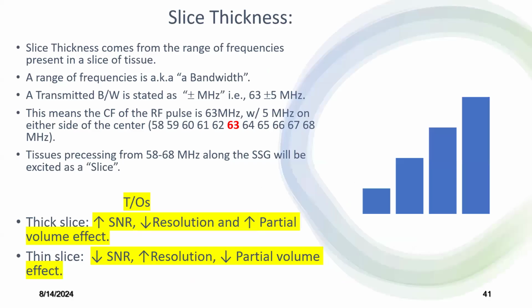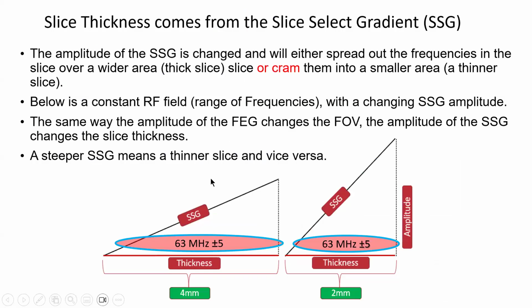Okay. So here's slice thickness again. We've got 63 megahertz plus or minus 5. So there's 5 on one side and there's 5 on the other. So that's a transmitted bandwidth. How tightly are you packing them into a slice? Is it 3 millimeters? Is it 5? Is it 10? That comes from the amplitude of the slice select gradient. You're cramming them in here. You're in the city. You're in downtown New York. Everything's crammed in. It's really tight. Or are you in Minot, North Dakota, and you've got a big field of view and everything is spread out?